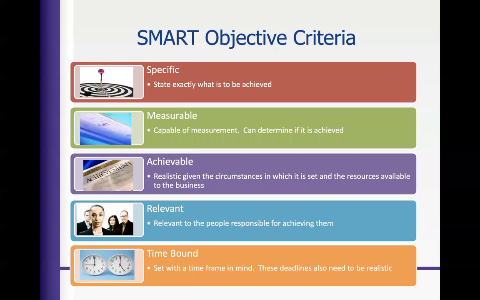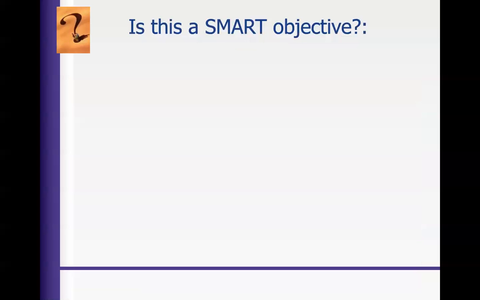For developing objectives for your goals, they should be SMART objectives. They should be specific, stating exactly what is to be achieved. They should be measurable, capable of measurement, so you can determine if it's achieved. They should be achievable, realistic given the circumstances in which it is set and the resources available to the business. And they should be relevant to the people responsible for achieving them. And there should be timeframes set and deadlines to make them realistic.